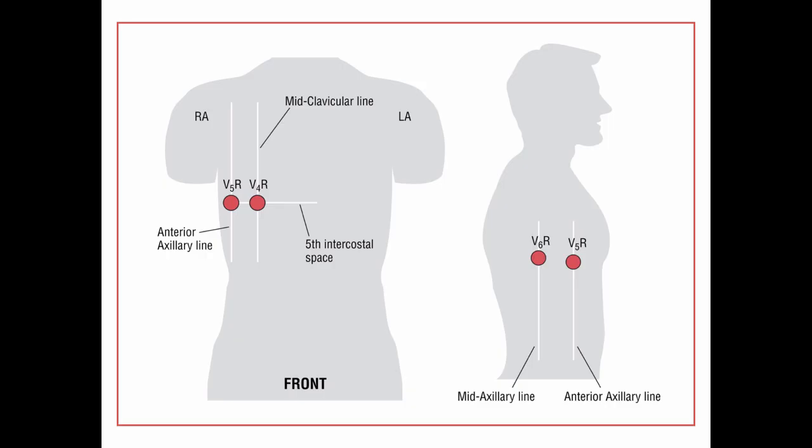And when you print these out, we only have so many cables. When you print these out, please kind of label them as V4R, V5R, V6R, because your computer is not going to know. But we do know that we switch these lead placements, these cables, over to the right side, same exact anatomic position as V4, V5, V6, just on the right side.